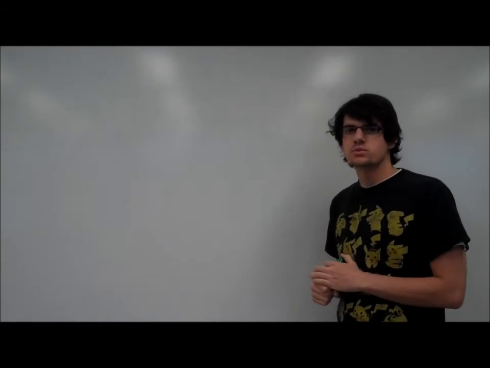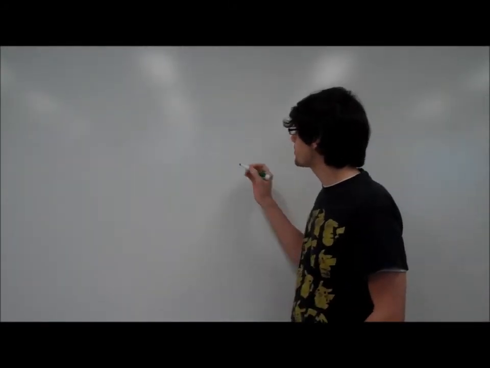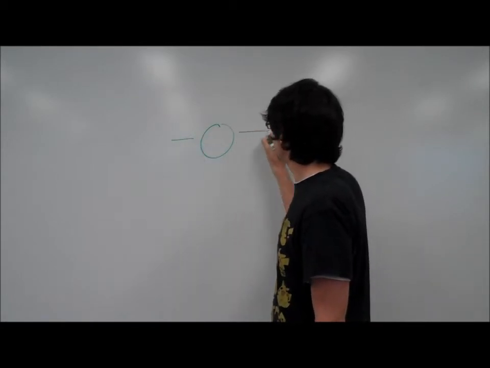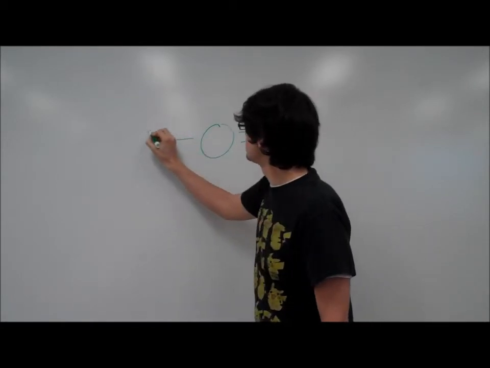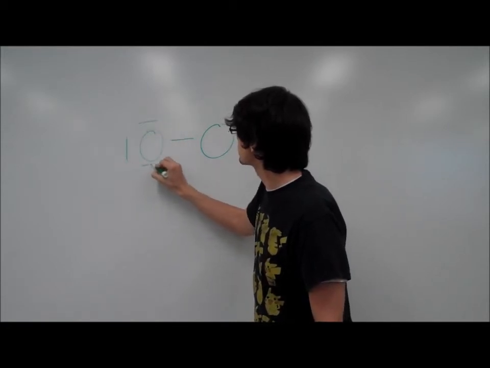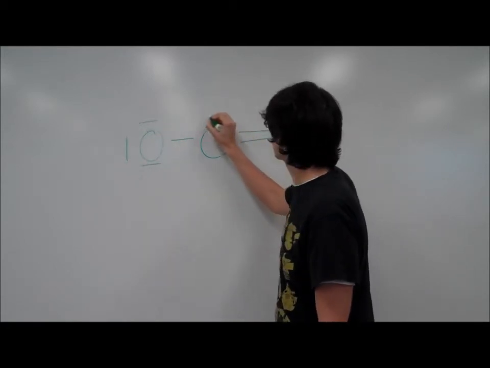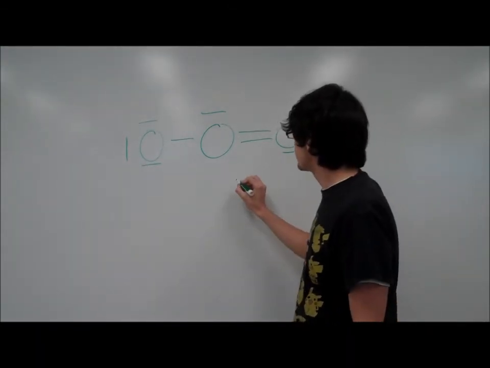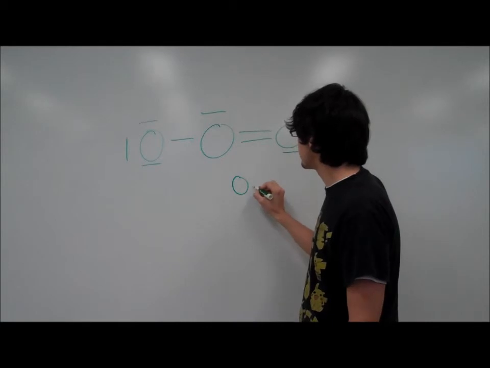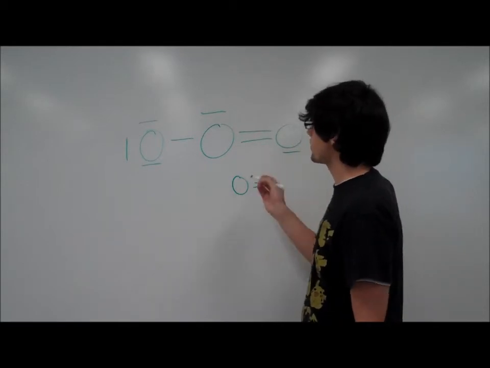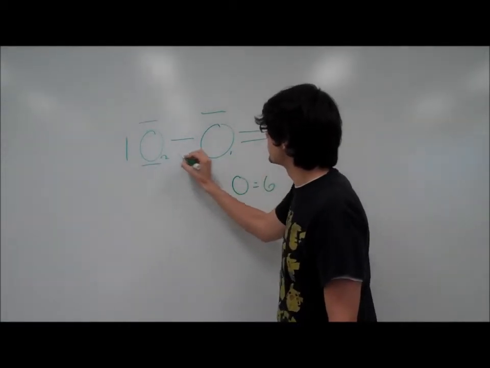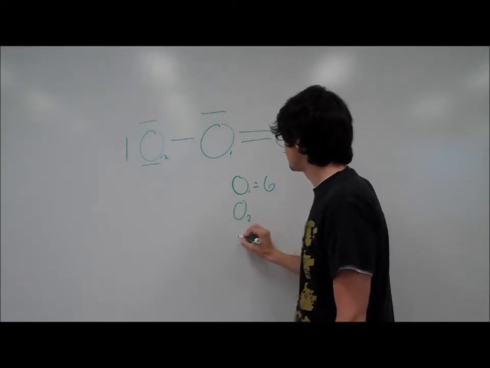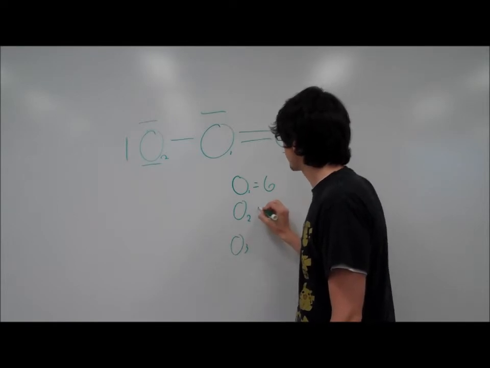We will now look at the formal charge of ozone, which, as we know, is a resonance structure. Now, we know that oxygen has 6 valence electrons. We keep track of our oxygens, put little numbers by them. So we have oxygen 1, oxygen 2, and oxygen 3.